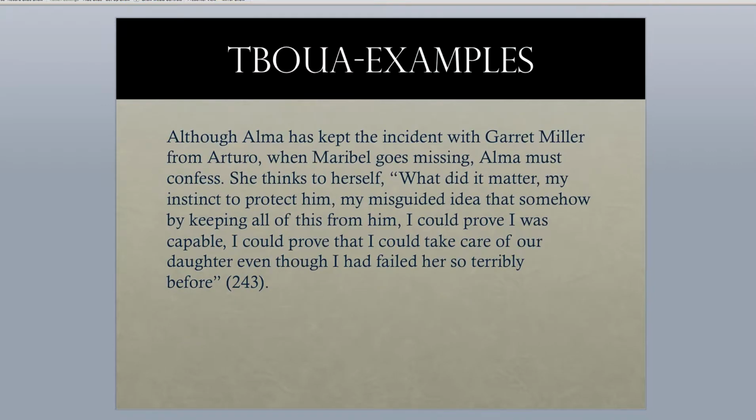So here's an example from The Book of Unknown Americans. And again, I just pretend that this appeared in my essay. Although Alma has kept the incident with Garrett Miller from Arturo, when Maribel goes missing, Alma must confess. She thinks to herself, "What did it matter? My instinct to protect him. My misguided idea that somehow by keeping all this from him, I could prove I was capable. I could prove that I could take care of our daughter even though I had failed her so terribly before" (243). And you'll notice it's very clear where Alma's ideas start and where they stop because of the quotation marks.